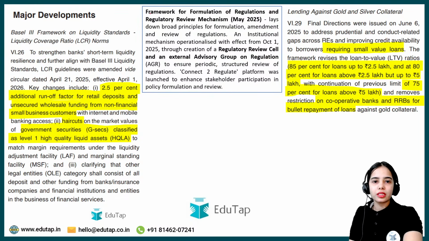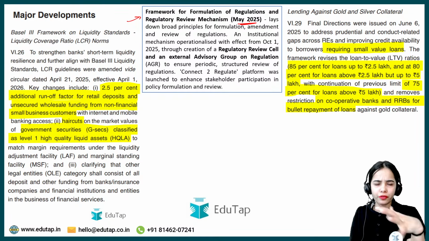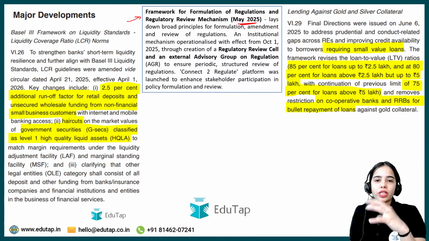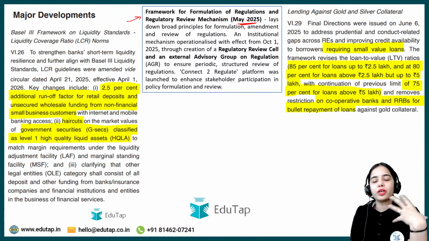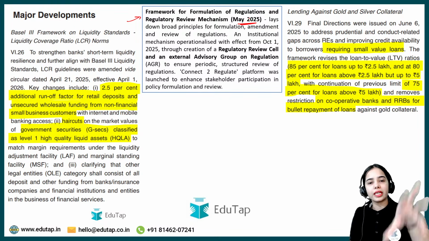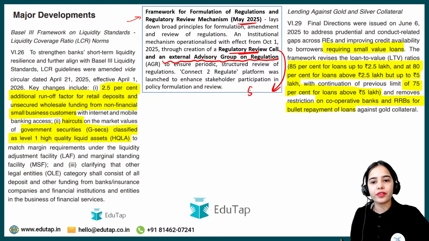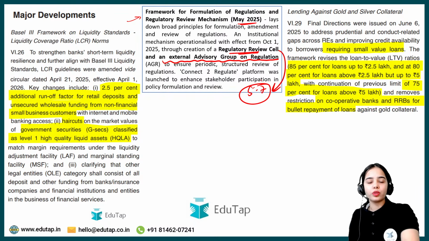Next is, so this is the framework for formulation of regulations. The directions were released in May 2025, last year, basically, to provide the broad principles for the RBI on how they will form regulations, amend regulations, and review regulations, so that there is a broad outline that is present. As well as the regulatory review cell was created, and there was the external advisory group on regulations also. The regulatory review cell has to review the regulations every 5 to 7 years.